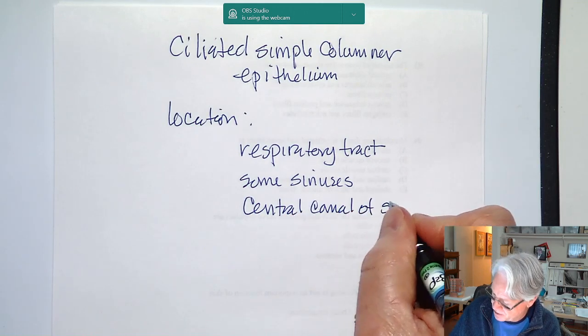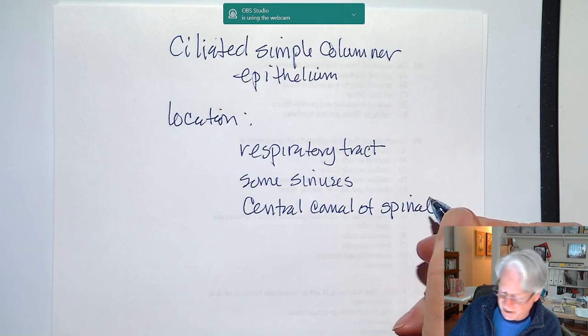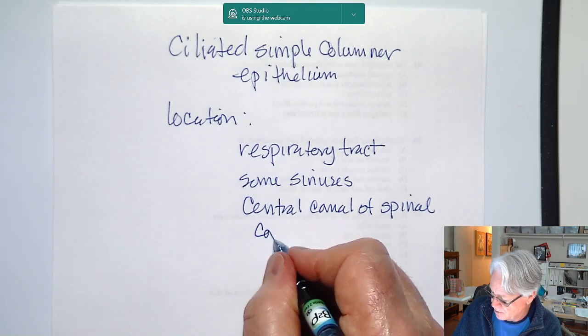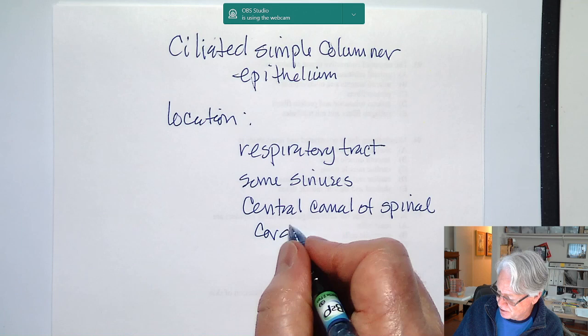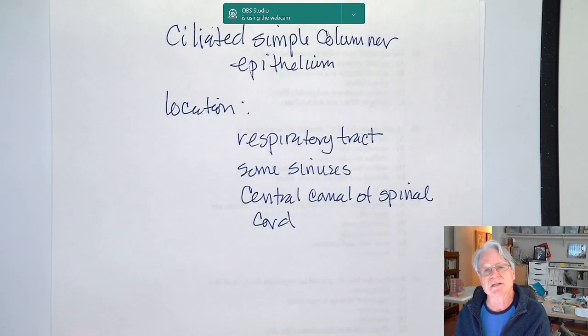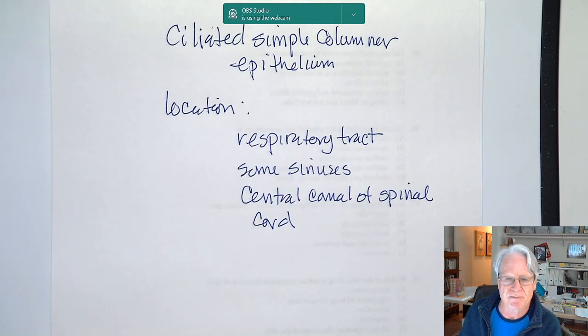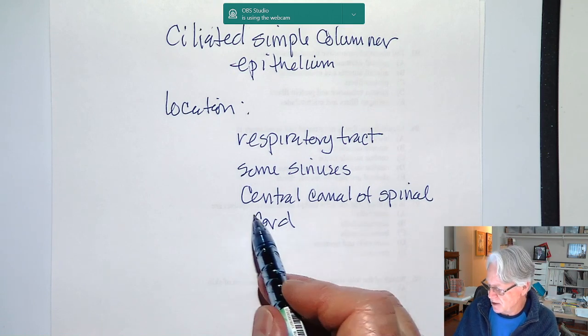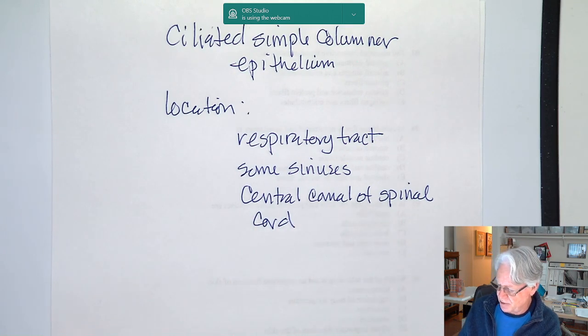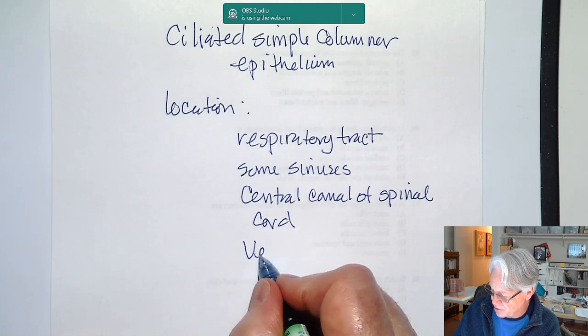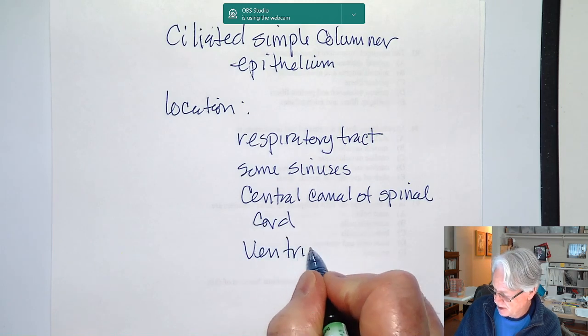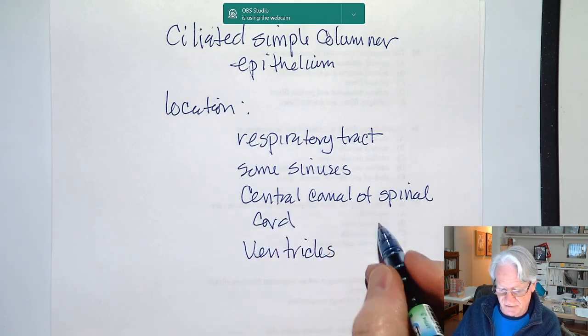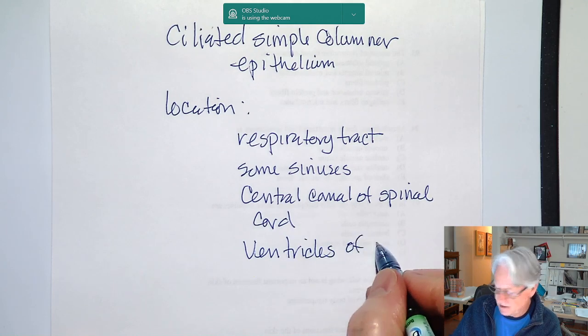of the spinal cord, and we talked about this in the first lecture, how the nervous system, that is the central nervous system, is produced from the folding of the ectoderm, creating a hollow tube. And the remnant of that hollow tube is called the central canal of the spinal cord, and it's lined with ciliated simple columnar epithelial tissues. The ventricles of the brain, which are simply an extension of that cavity into the brain.